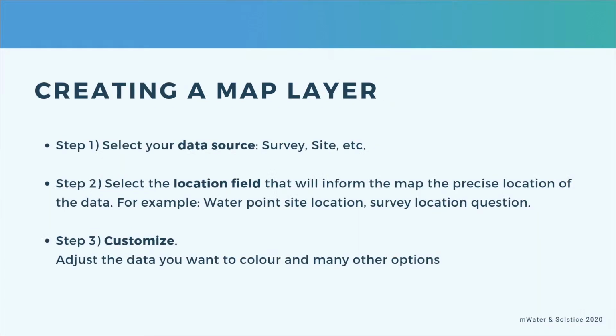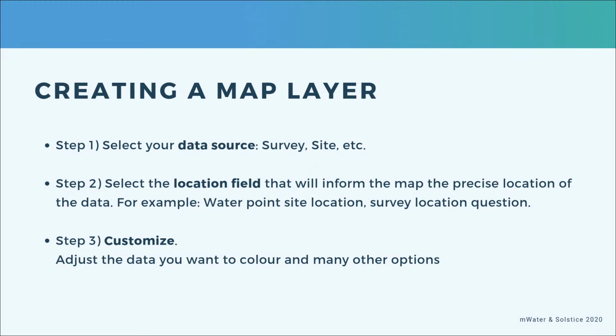And the basic steps are very straightforward. The idea first is to select your data source, whether that is a survey, site, issue, custom table. Step 2 is to select the location field that will inform the map of the GPS information, so the precise location of the data. And that can be, if you're talking about a water point site, the site location, or it can be the survey location question. And once you've done that, you're going to start seeing stuff on your map, on your basic map. And then we can customize.